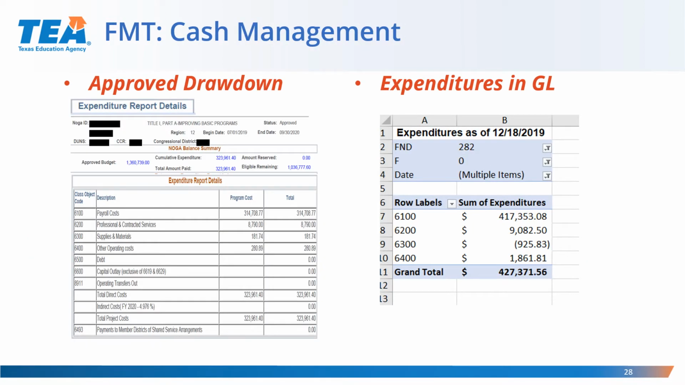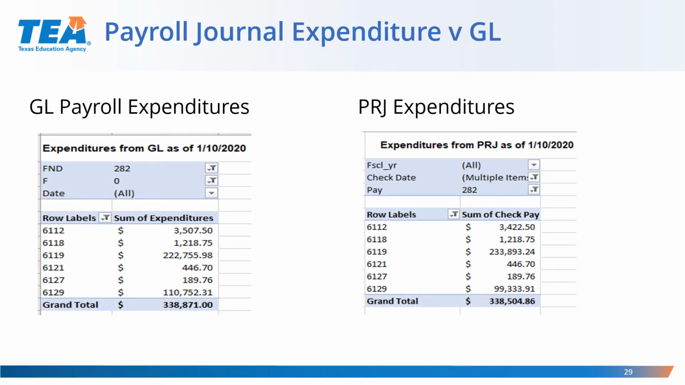We will also test the internal controls on cash management to make sure that the approved drawdowns through our expenditure reporting system have adequate expenditures in the general ledger that the organization is requesting reimbursement for. Again, this is a reimbursement-based method, not a cash advance method. You must have expenditures in your general ledger that equal or exceed what you're requesting to be reimbursed for. And then finally, if you have payroll-related expenditures, we look at your payroll journal. We test and reconcile the general ledger payroll expenditures to your payroll journal to make sure those two documents match.